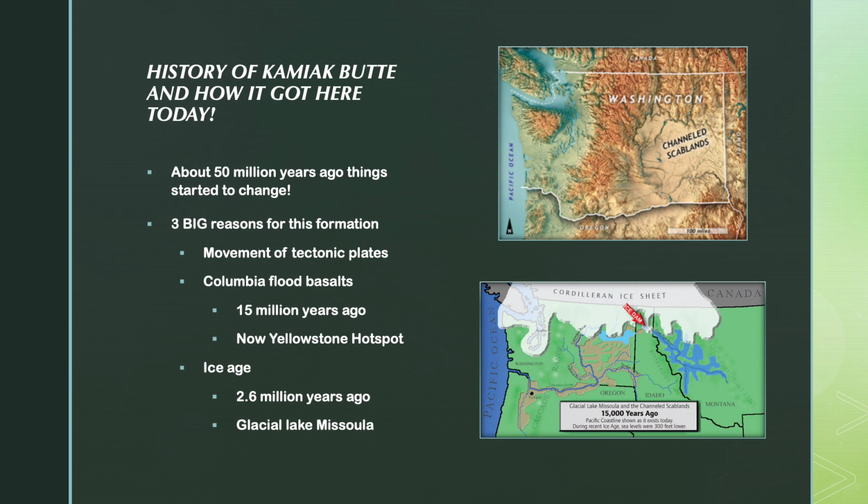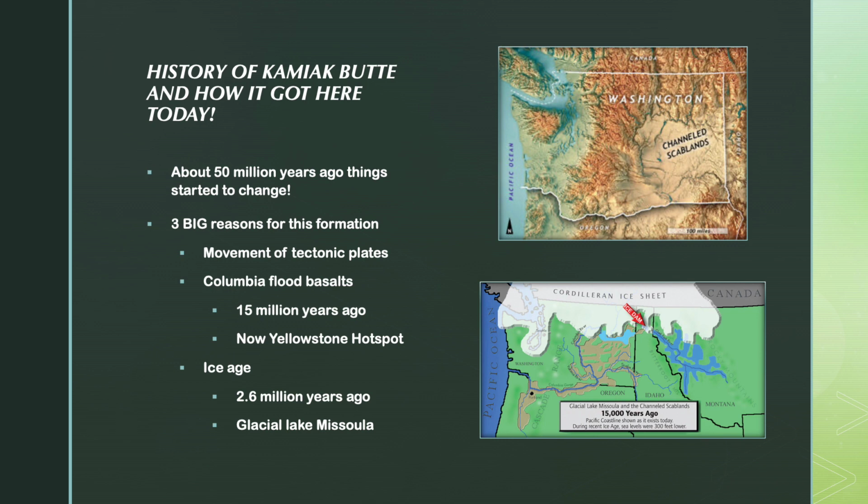The history of Kamiak Butte and how it got here today. About 50 million years ago, things started to change, and there are three big reasons for this formation. The first one is the movement of the tectonic plates. The coast of Washington is based on erratics and how we got shoved into the continent.